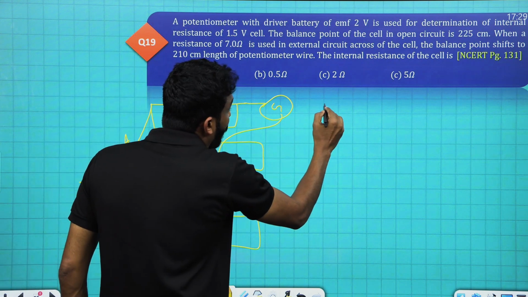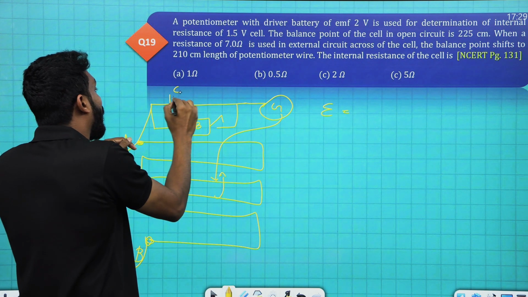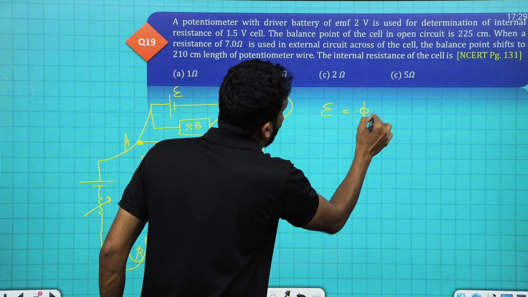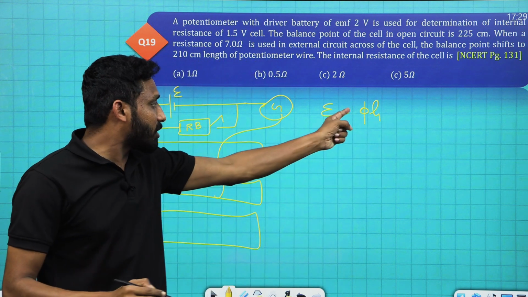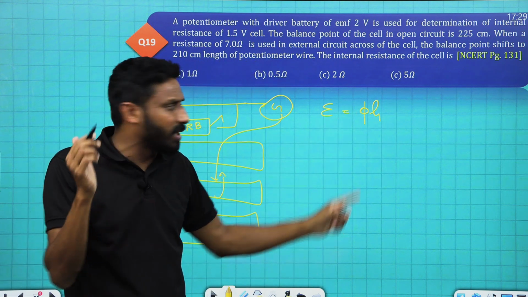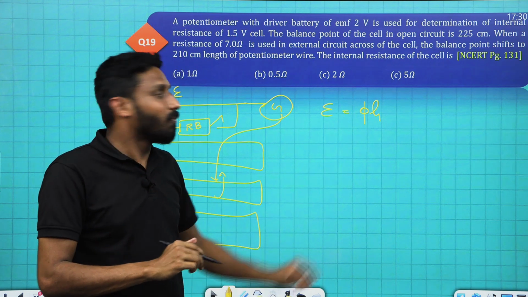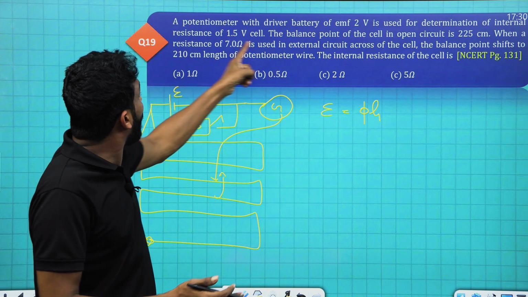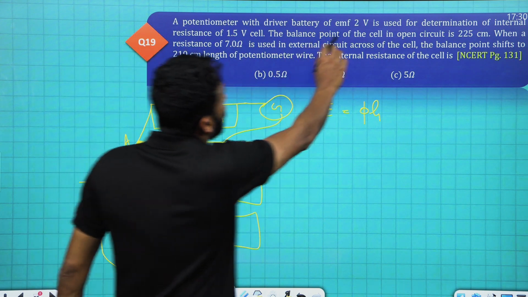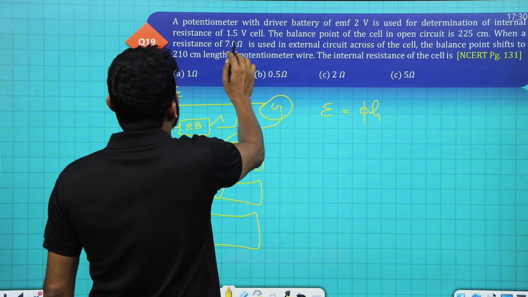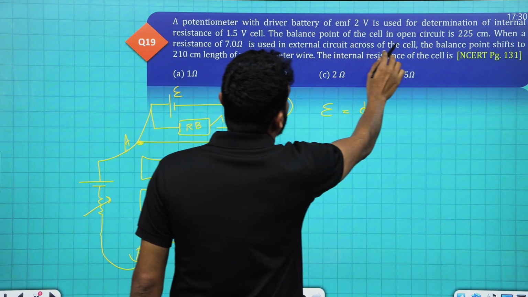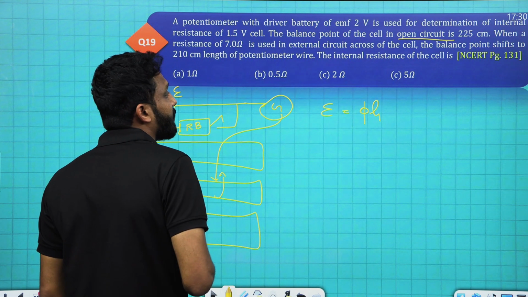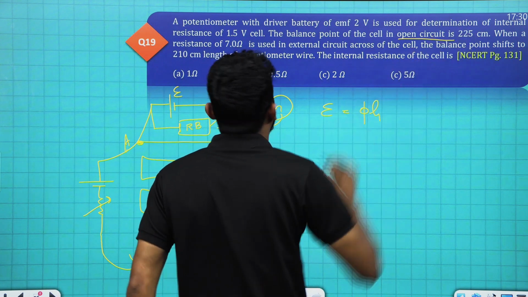Then by the formula, the EMF of this cell is equal to some constant phi into L1. And this constant phi, as I mentioned in the earlier question, is the volt per meter value. Volt per meter value into length is the EMF, that is here in the open circuit. The question: used for determination of internal resistance of a 1.5 volt cell, the balancing point of the cell in the open circuit is 225 centimeter. So this L1 value is 225 centimeter.